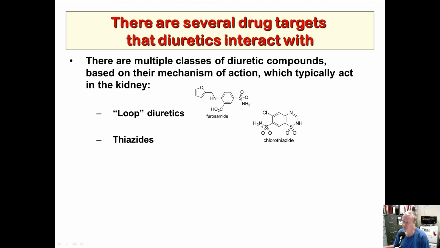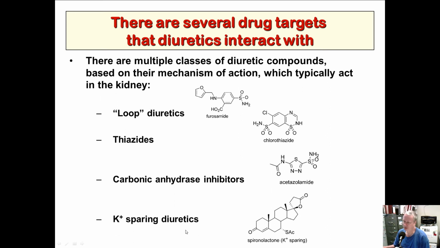Thiazides are a different class of molecules. They have a sulfonamide and this other ring-bound sulfonamide. The molecule is called chlorothiazide. Carbonic anhydrase inhibitors are another class of diuretics, and potassium-sparing diuretics basically operate in the nephron, but they spare potassium in the concentration mechanism. And spironolactone is an example of this steroid-looking molecule that is a potassium-sparing diuretic.